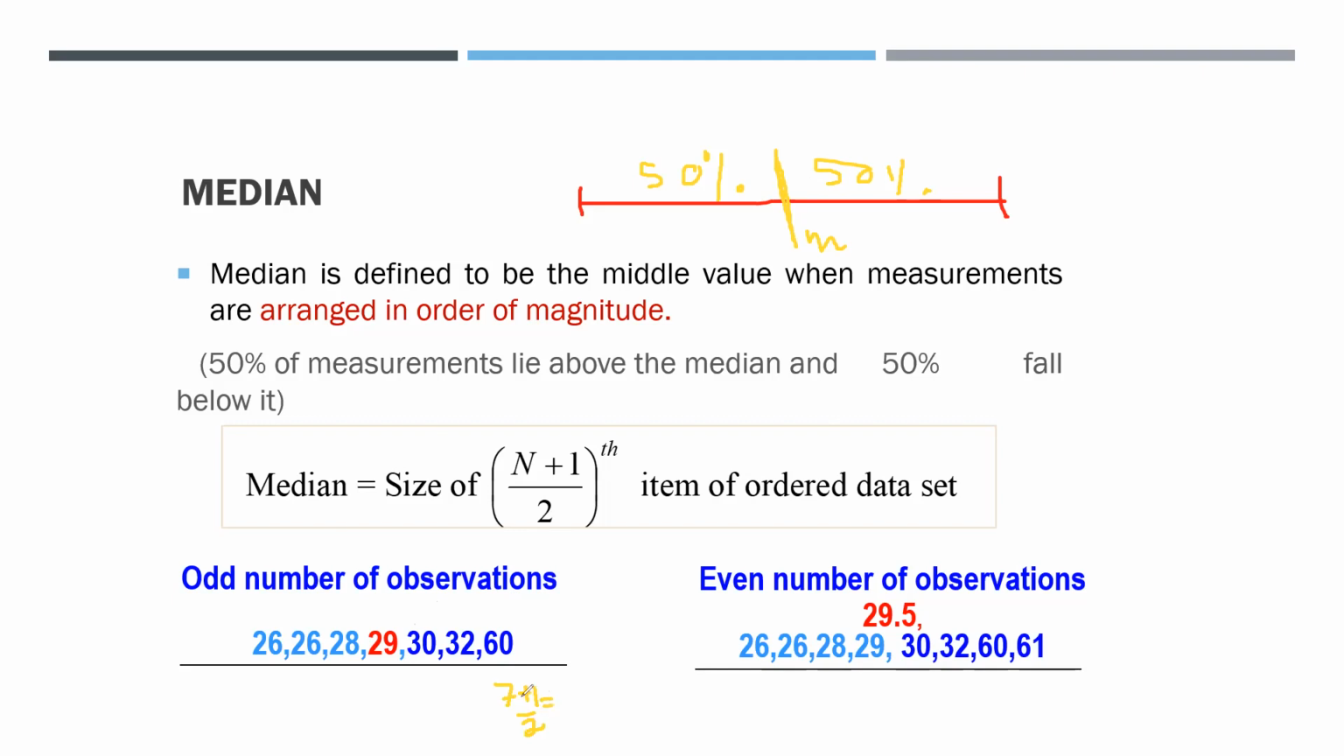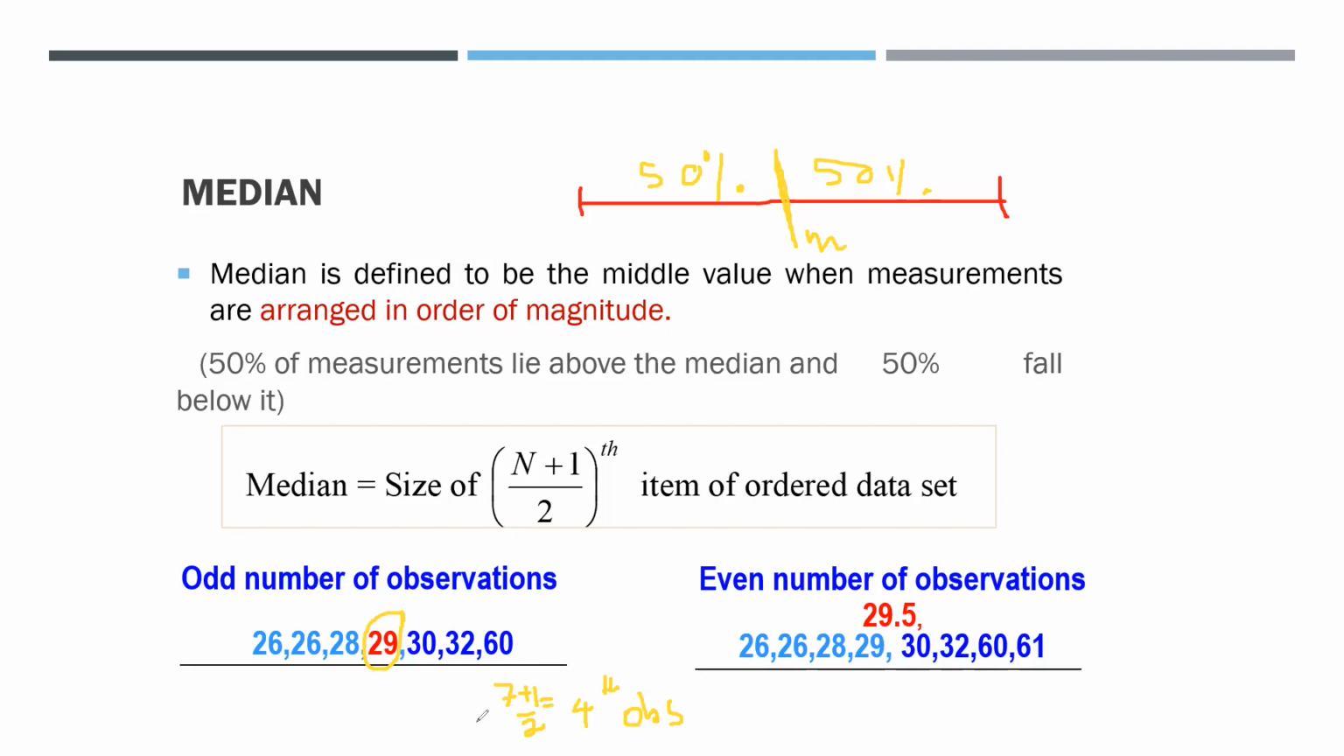That means 7 plus 1, 8, 8 over 2, 4. 4 is not the median. The fourth observation is the median. So once we arrange these values into a certain order, 1, 2, 3, and 4, this is the median value. And this is what happens if you have an odd number of total observations.